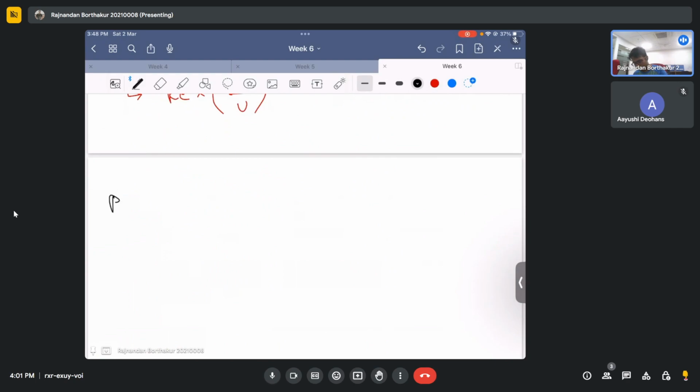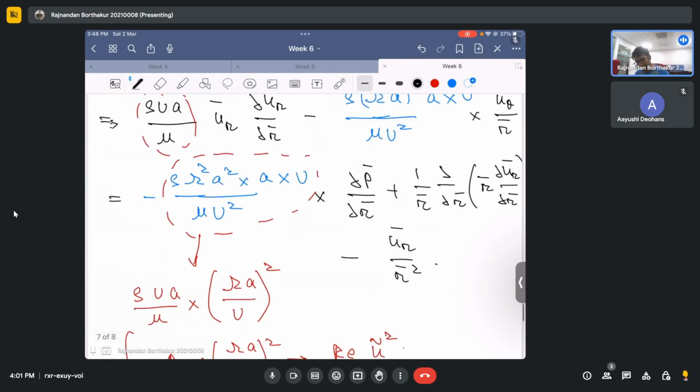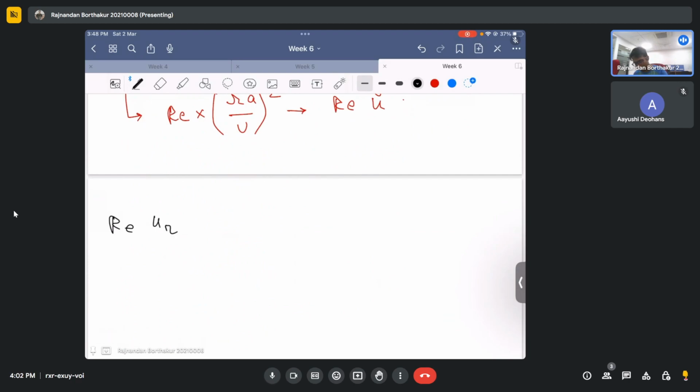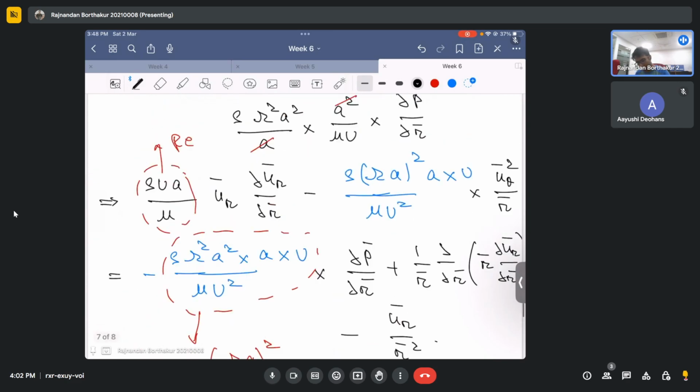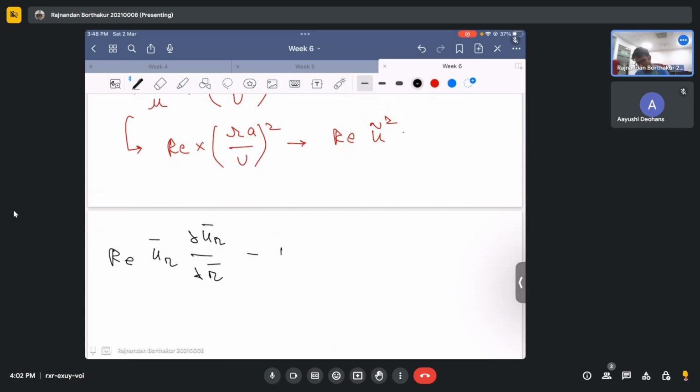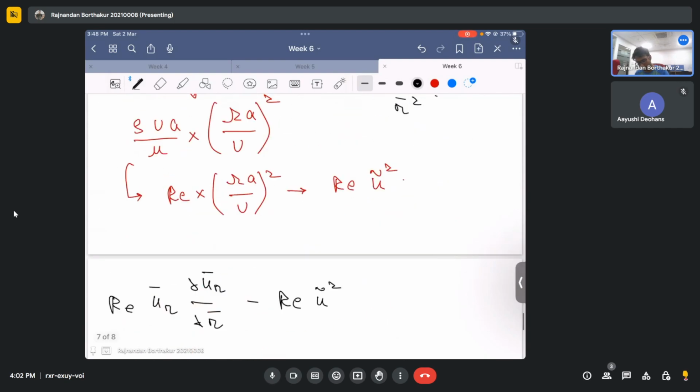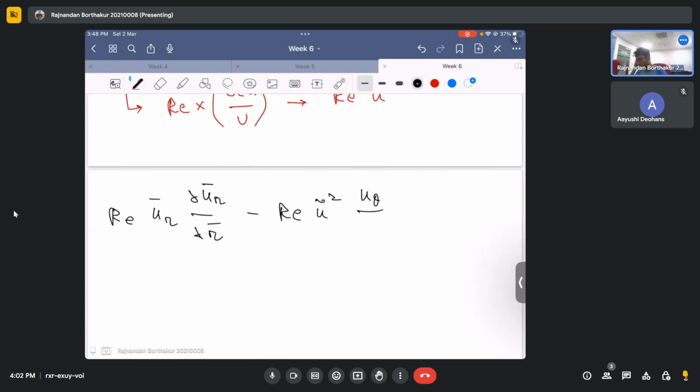The first term on the left hand side is Reynolds number times u r bar times del u r bar by del r bar. The other term is minus Reynolds number times u tilde squared into u theta bar squared by r bar, is equal to minus the pressure term, which will also have a u tilde. So this is u tilde into del p bar by del r bar plus, what do we have?